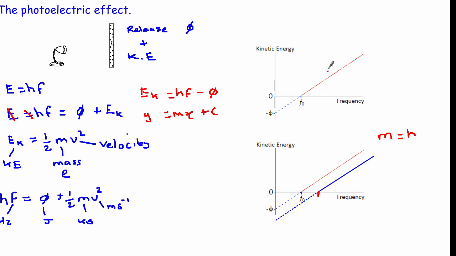And then finally, we looked at what happens if you do an experiment where you change the frequency and measure the maximum kinetic energy. If you do that, you end up with a gradient that's Planck's constant, and you can read off the threshold frequency straight away, and you could extrapolate this back to work out what the work function of a metal is.